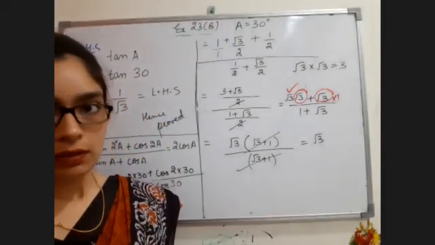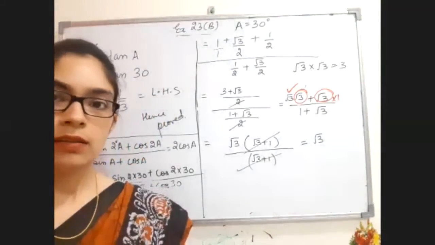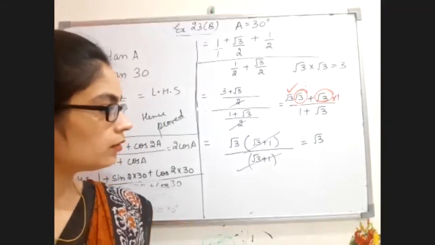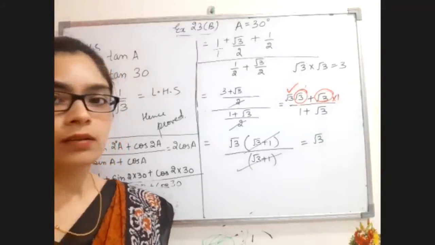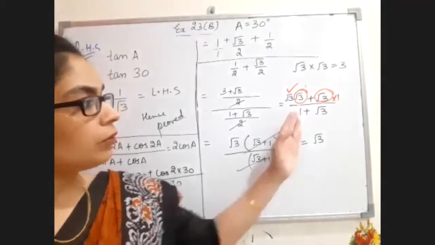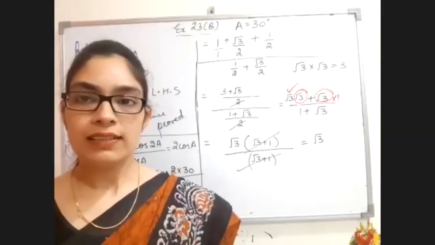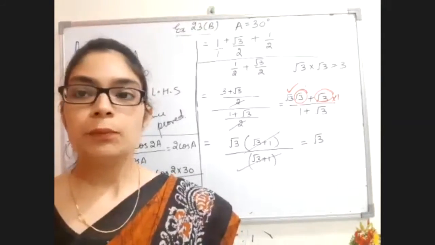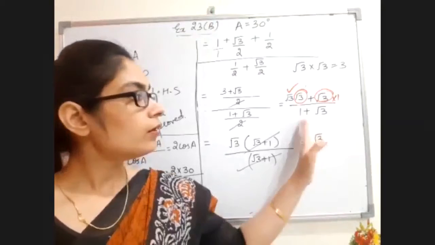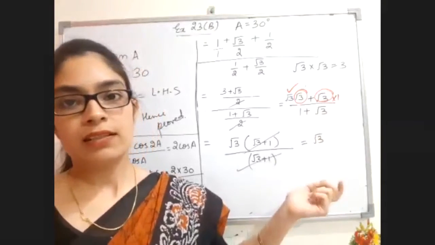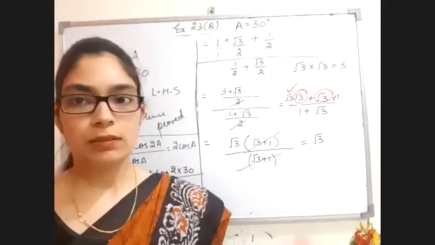Ma'am, if we take root 3 as common in the top, we have to take root 3 common down also, no, ma'am? No, down root 3 is not there. See, only that thing we can take common which is present in both. Here, nothing is there in both. Only 1 is there. So if we take 1 out common also, it doesn't make any sense.